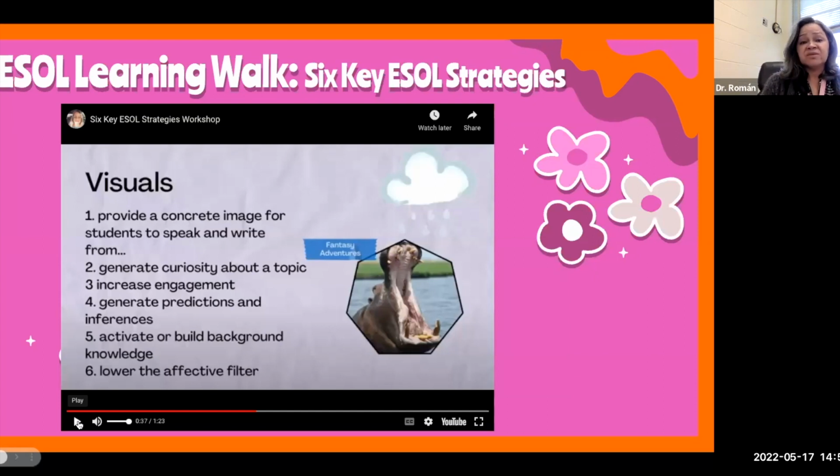And we use visuals to provide the complete image for students to speak and write, because that's the goal. And it also lowers the affective filter. When the student is very worried because they cannot utter a word in English, their affective filter is very high and their learning disposition is very low. But when they feel free and safe to communicate, even though they can make mistakes, that is going to lower their affective filter, and they will be more prone to learn and acquire the second language and take risks in participating in your classes.